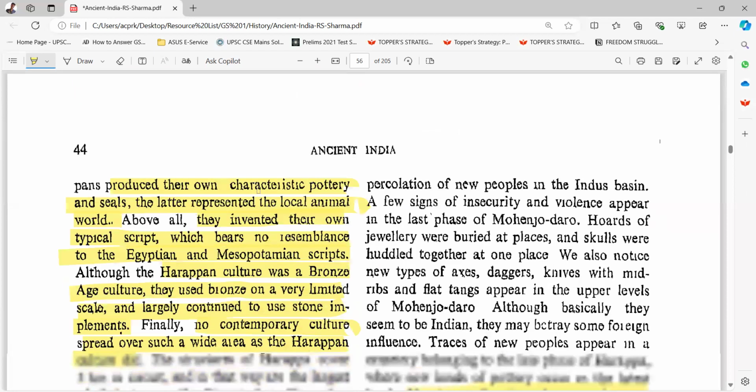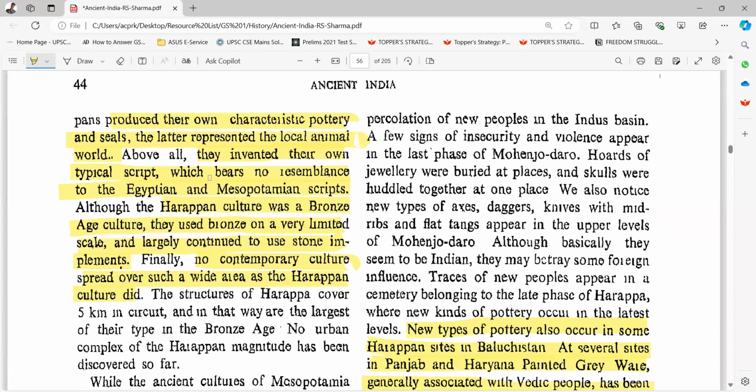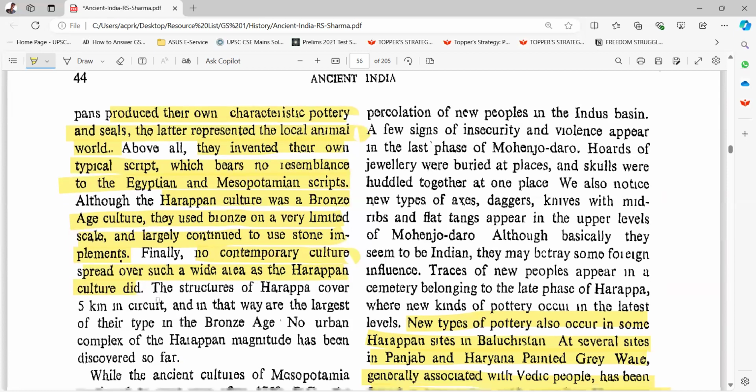The Harappans produced their own characteristic pottery and seals. They also represented the local animal world. Above all, they invented their own typical script, which bears no resemblance to the Egyptian and Mesopotamian scripts. Although the Harappan culture was a Bronze Age culture, they used bronze on a very limited scale and largely continued to use stone implements. Finally, no contemporary culture spread over such a wide area as the Harappan culture did.